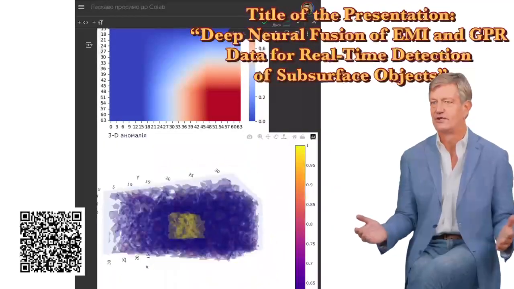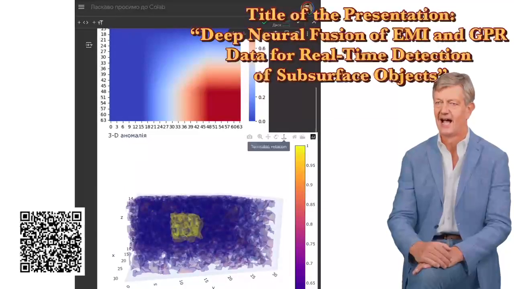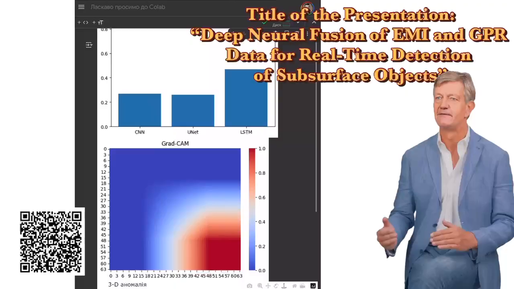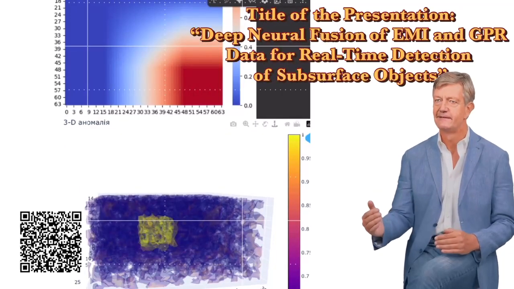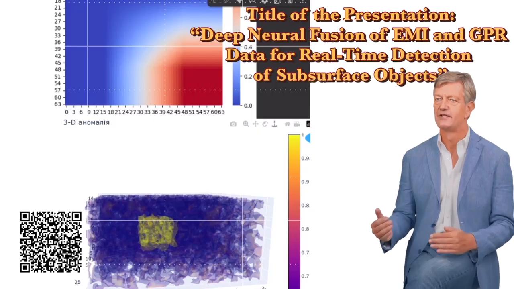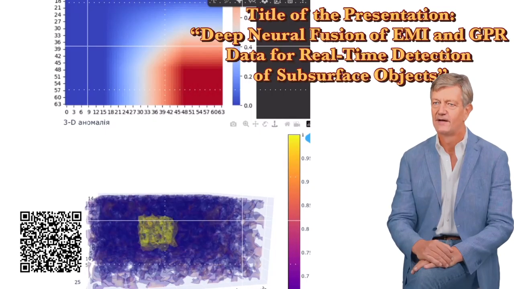Thus, the fusion neural network architecture successfully demonstrated high robustness, accuracy, and adaptability for detecting subsurface anomalies under realistic field conditions, confirming its potential for wide-scale deployment in humanitarian demining, ecological monitoring, and land reclamation activities.